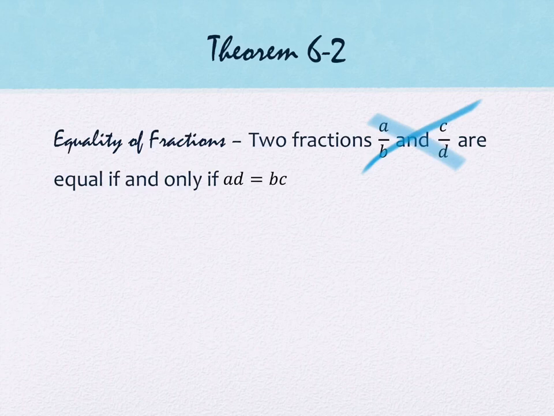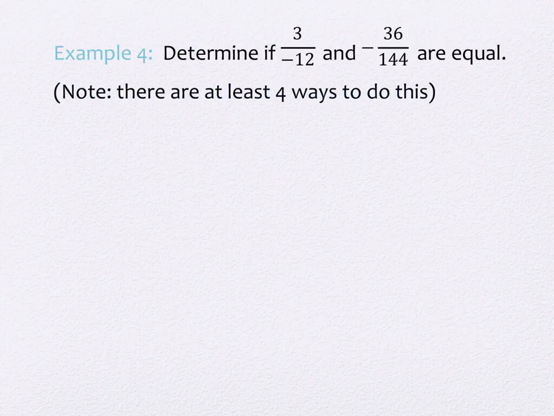Okay? Now that's only one of 4 ways. So we're going to actually take a look at an example, and the question asks us to show or to decide if the fractions are equal. So we'll do Theorem 6.2 first as our first way, but I want to show you that there's at least 3 other ways that you could do this problem as well, and all of them are equally valid, and depending on the values, may be preferable.